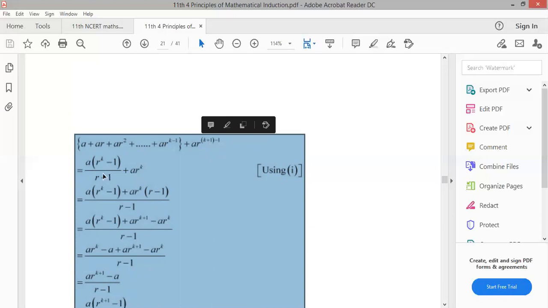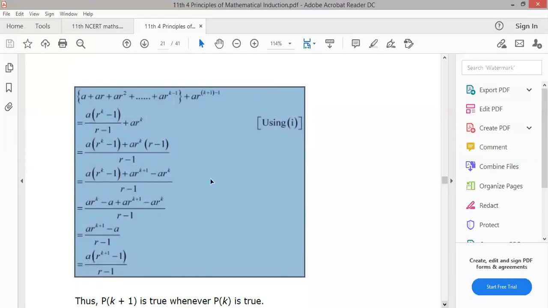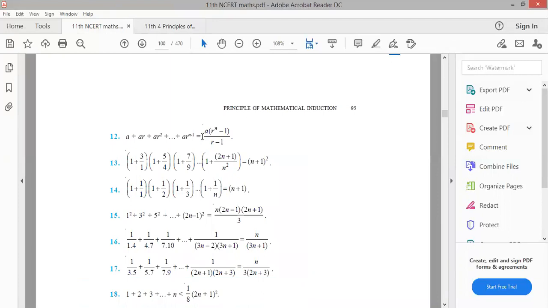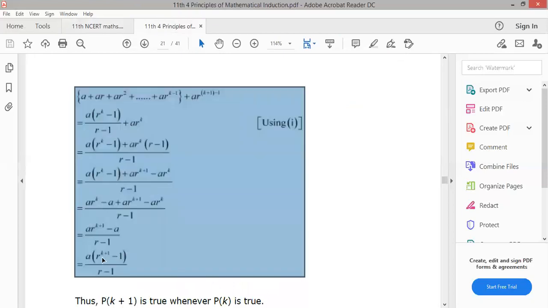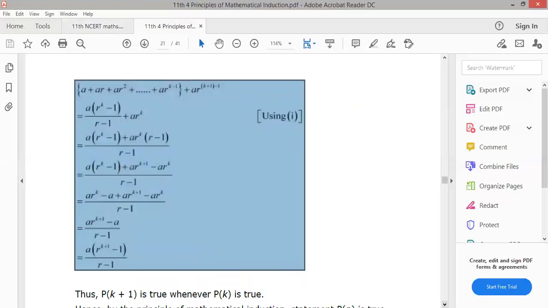Up to this stage, the result is by assumption a into r raised power k minus 1 divided by r minus 1, and this is a r raised power k. Making cross multiplication, we reach here, and the next step, making the simplification, these calculations. At the end, we are here, a into r raised power k plus 1 minus 1 divided by r minus 1. So in the exercise, you see that we have replaced n by k plus 1 on the left as well as on the right side. So the result is true for k plus 1 also.